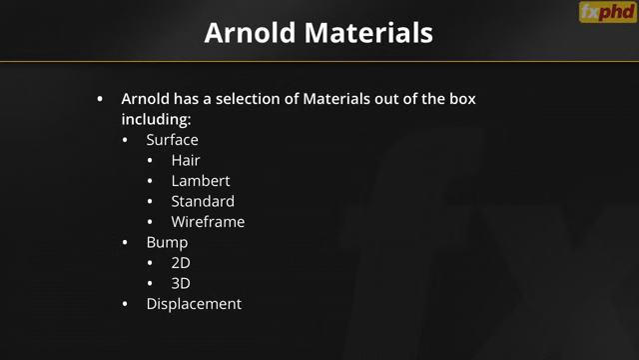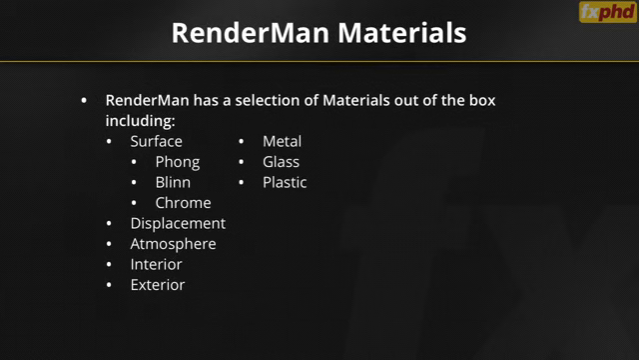So if we're looking at Arnold as the main renderer, we have a number of materials that can be used. If you're used to using Arnold, all of that's available. Surface, bump, displacements, you can do standard Arnold shaders, Lambert, hair, etc. If we're using RenderMan, again, we have out of the box a number of fantastic RenderMan shaders: Phongs, blends, glass, plastic, metal, all the displacements, atmospheres, etc. But obviously with both RenderMan and Arnold, you can configure and build your own shaders that can then be brought into Katana later, or whenever you need them.